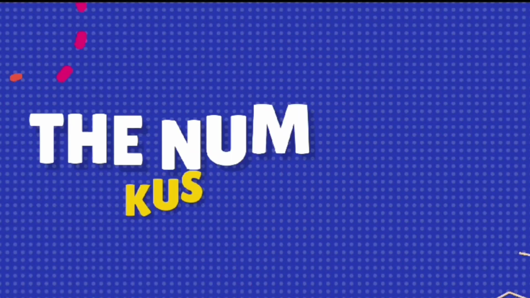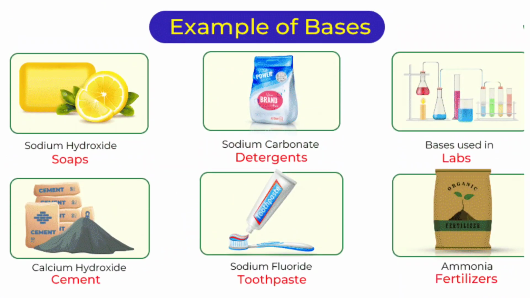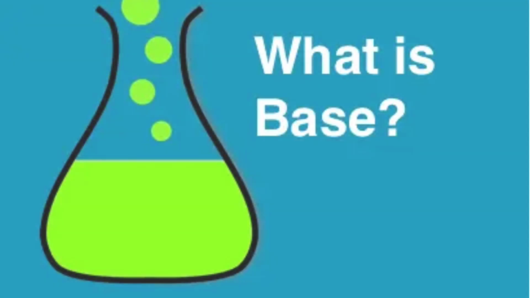In this video we will discuss bases, pH scale and indicators. So let's start. Children, in our daily life we are using many substances that are bases, or you can say basic in nature, like soap, detergent, toothpaste, cement, etc. But how can we define it?